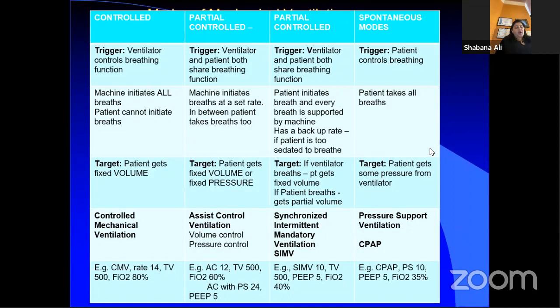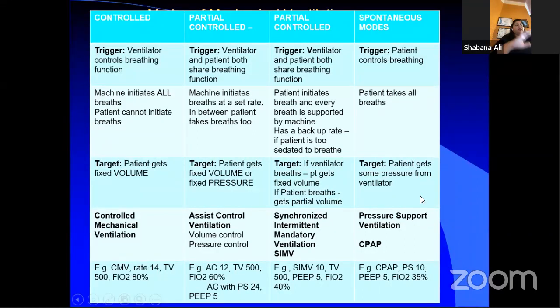But if you are in assist control ventilation, in which the machine is breathing and the patient is breathing, you are providing a set volume or a set pressure. But in SIMV, when the patient is initiating a breath, he does not get the full set volume or full set pressure. He will get a little bit from the set pressure which is in the ventilator.